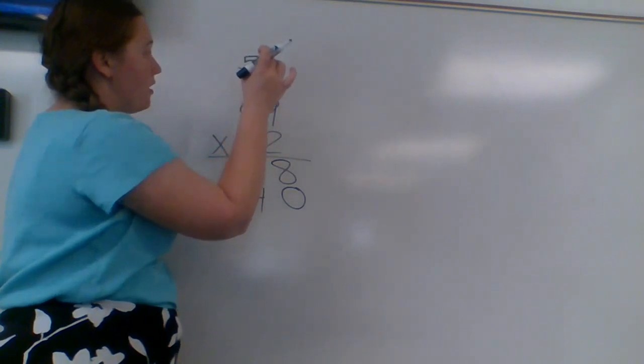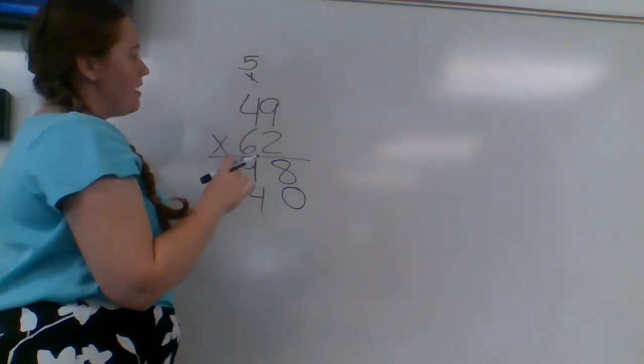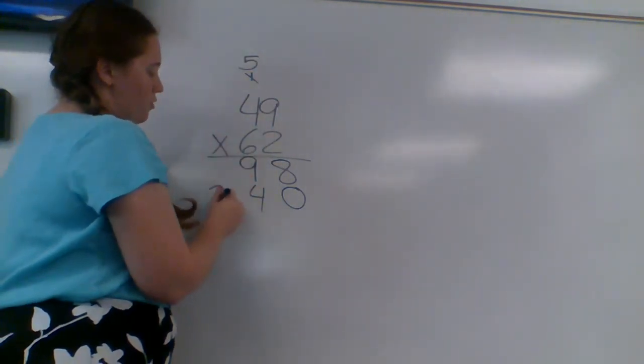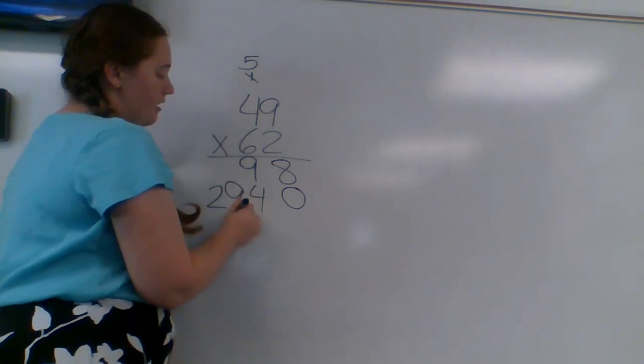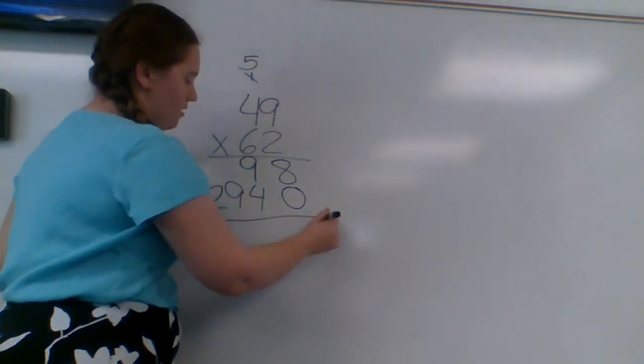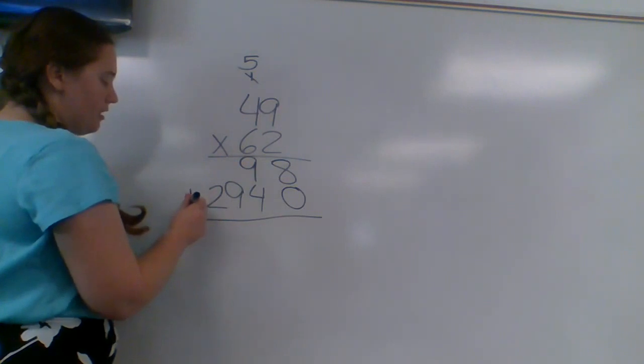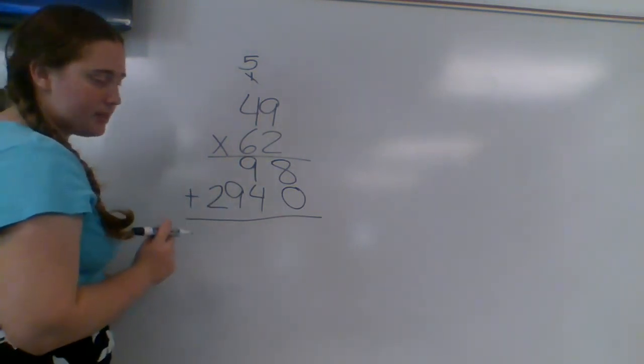6 times 4 is 24. Plus the 5 is 29. Draw a line below and go ahead and add these numbers together.